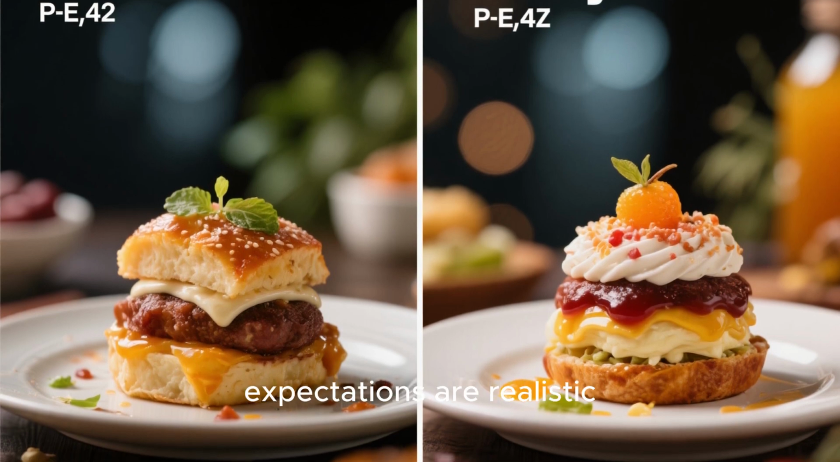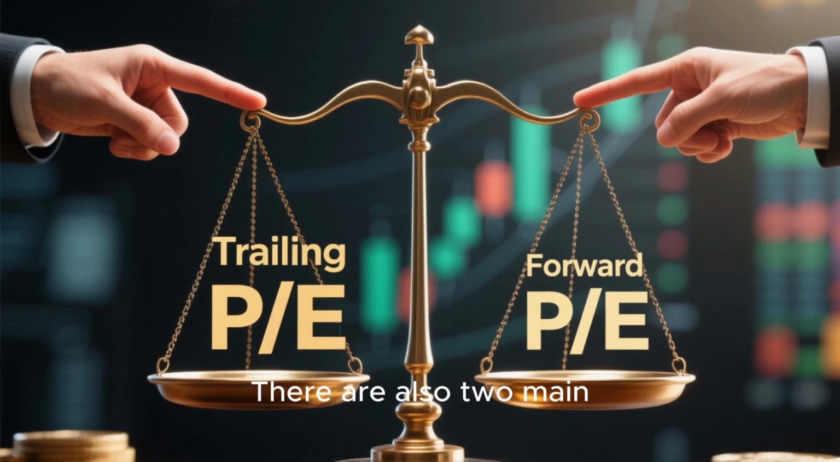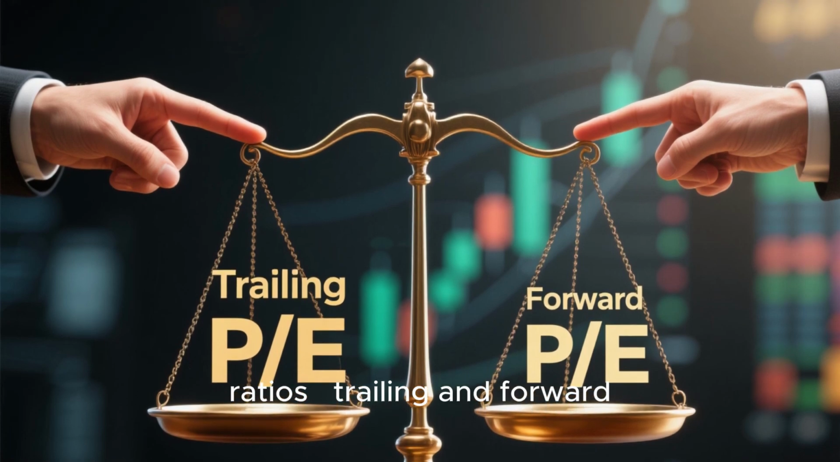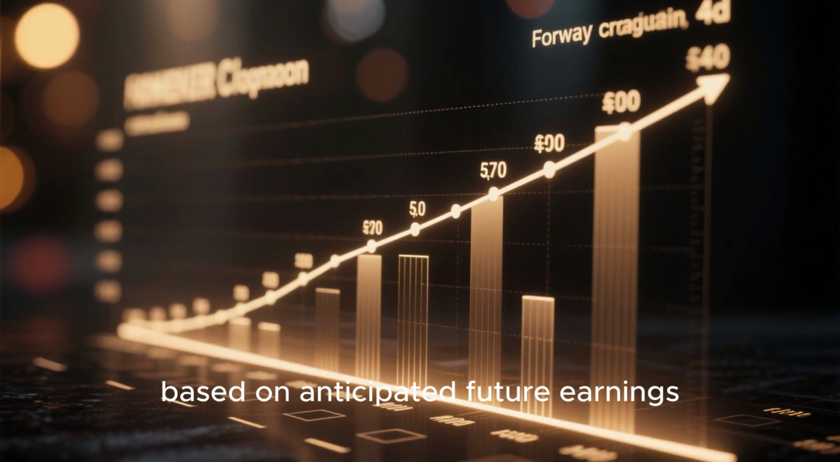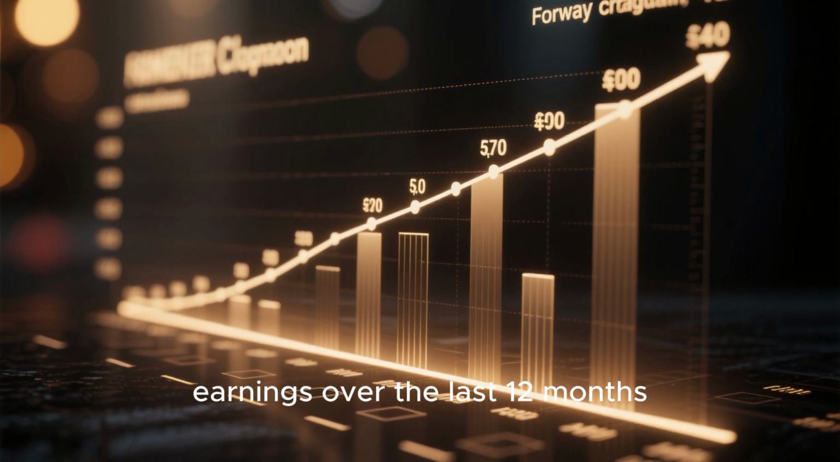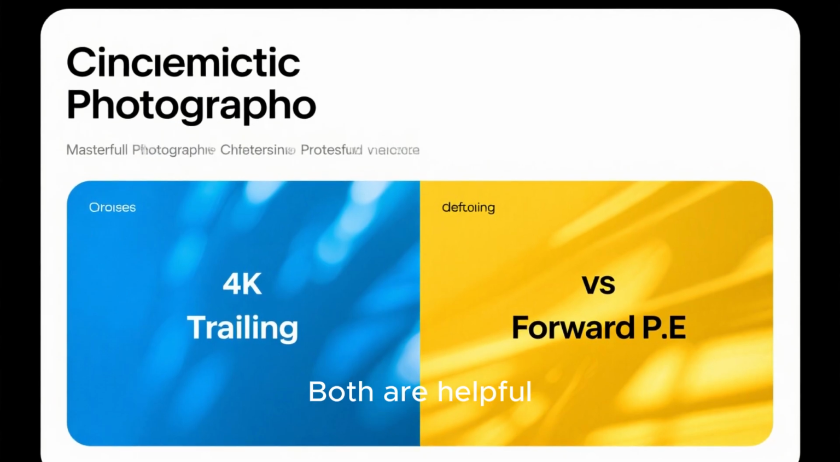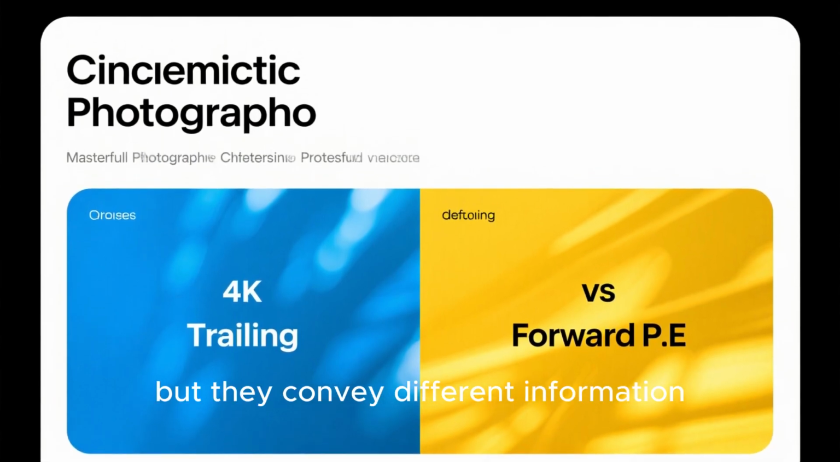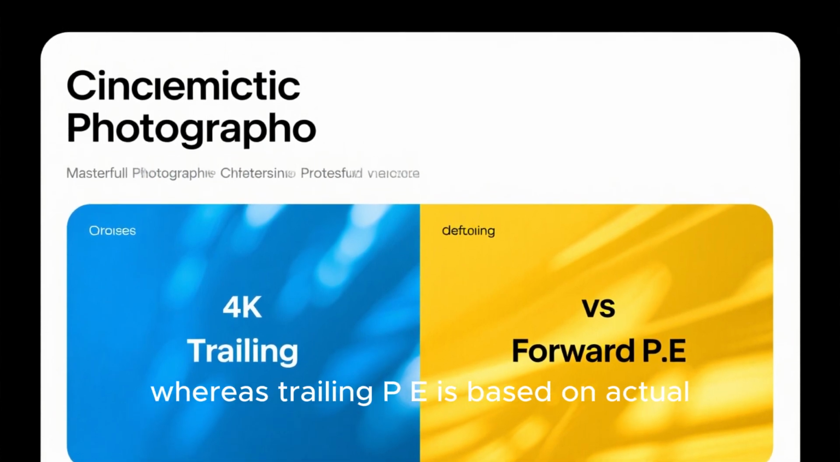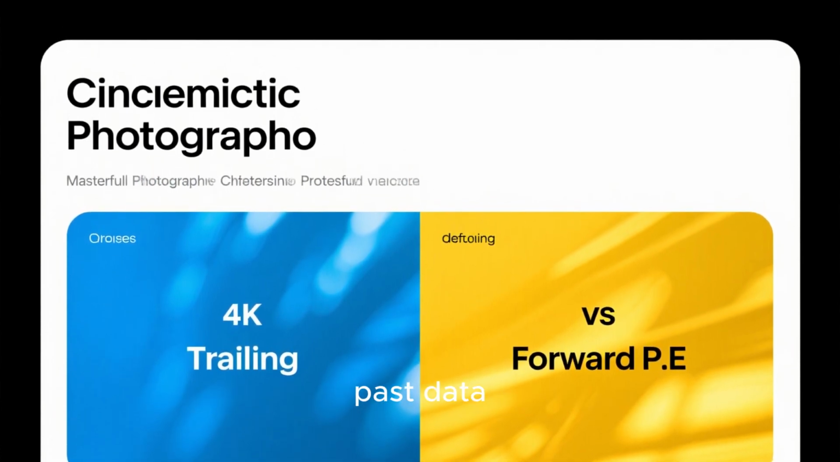There are also two main types of PE ratios, trailing and forward. Whereas the forward PE is based on anticipated future earnings, the trailing PE uses past earnings over the last 12 months. Both are helpful, but they convey different information. Forward PE is based on forecasts, whereas trailing PE is based on actual past data.